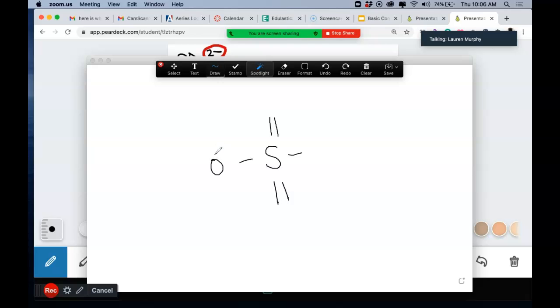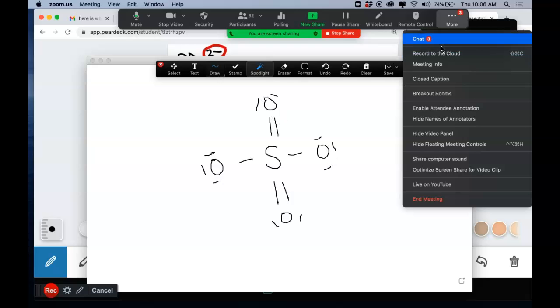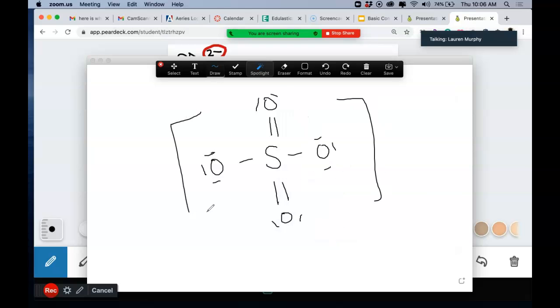I talked about the lines, right? Did I talk about the lines for lone pairs instead of the dots? Please say yes. I think I might have skipped it in my second period on accident. Okay. And then you put the brackets. And this is a possible Lewis structure for the sulfate ion.